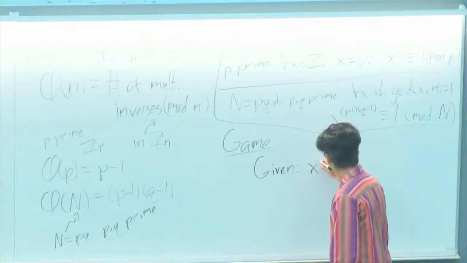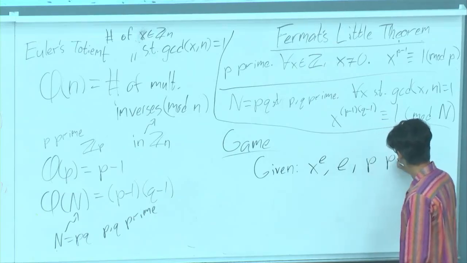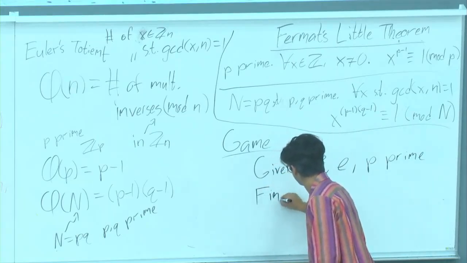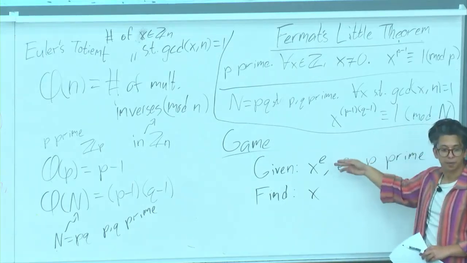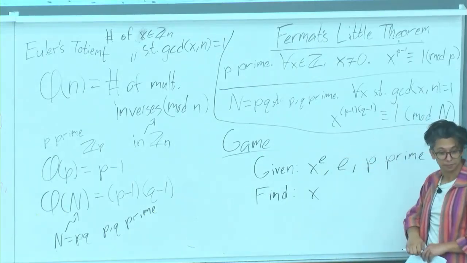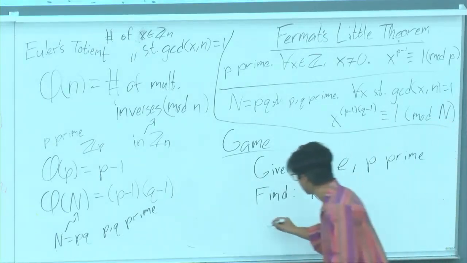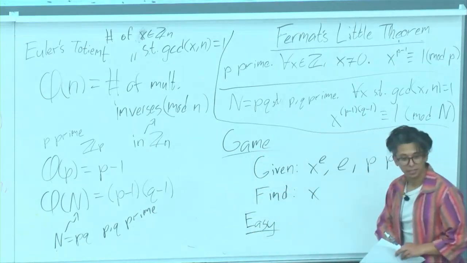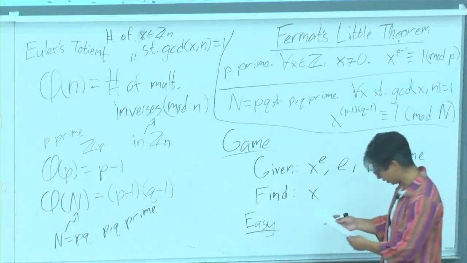You're given x to the e. You're given the exponent e. And you're given p, a prime. And your job is to find out what x is. Basically, taking the eth root of something, except in modular arithmetic land. That's the goal. And it turns out this game is actually kind of easy. It's hard because we have to learn what taking an exponent means. But algorithmically, you'd be able to program this without too much ado.